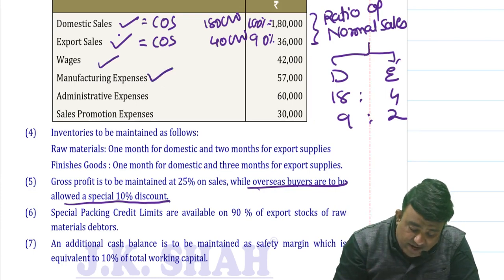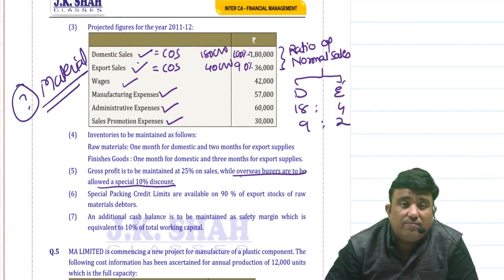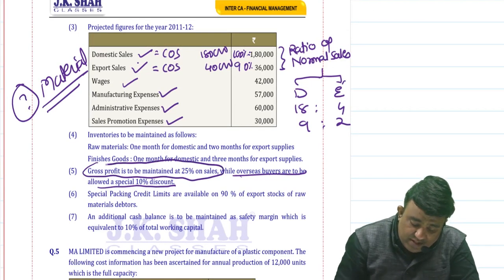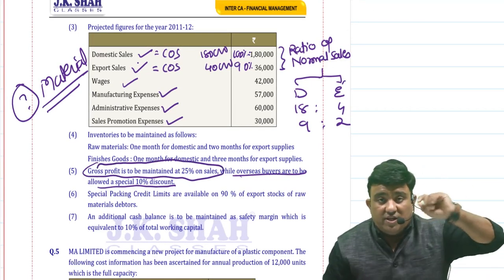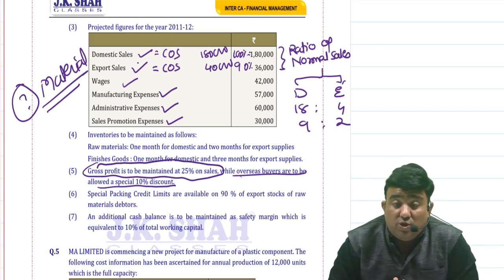Wages is given. Manufacturing, admin, selling is given. Student, one important point. Material is missing. How are you going to calculate material, a missing figure? Student, it is based on a GP ratio, 25% on sales. If 25% of sales is GP ratio, 75% is going to be your COGS, which is COP.